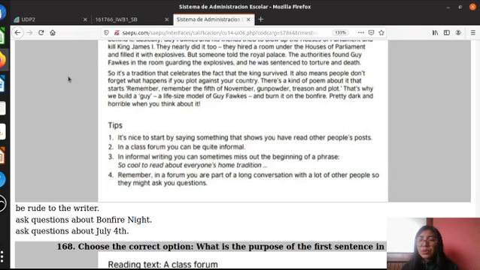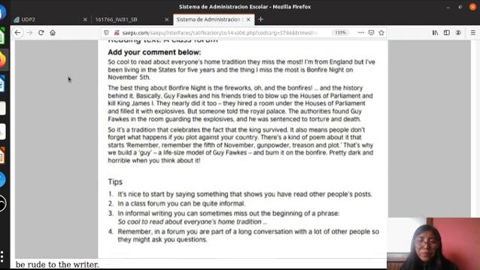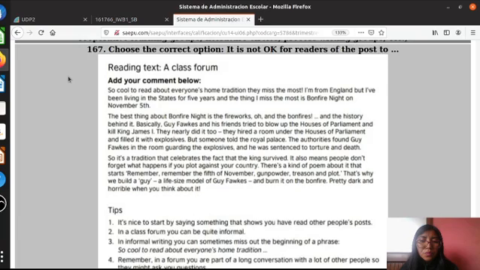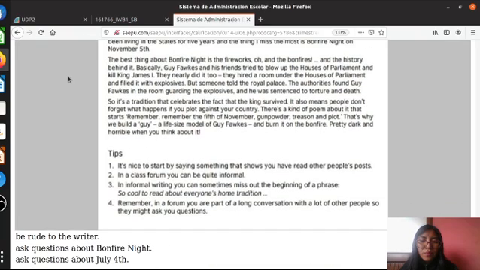Be rude to the writer, ask questions about bonfire night, ask questions about July 4th. Okay, so it is not okay for readers of the post to be rude to the writer. Okay, so you have to pay attention to the reading. Okay, usted tiene que poner mucha atención a la lectura in order to discover the best option.